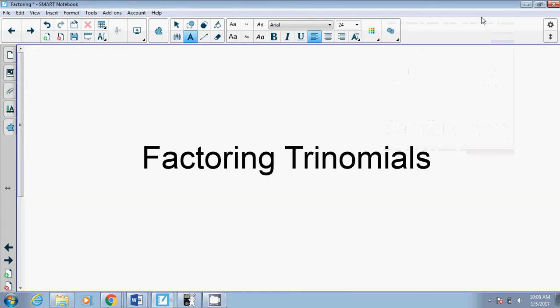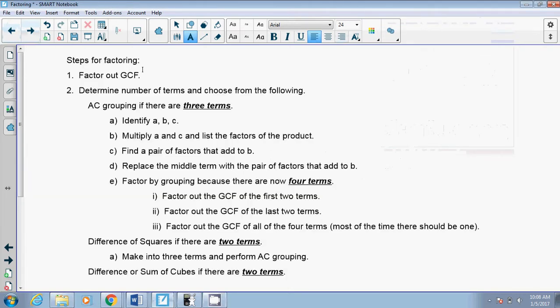This video is over factoring trinomials. So again, we have our steps whenever we want to factor. Our first step is we want to factor out the greatest common factor. And then once we factor out the greatest common factor, determine the number of terms and decide which method you want to use.